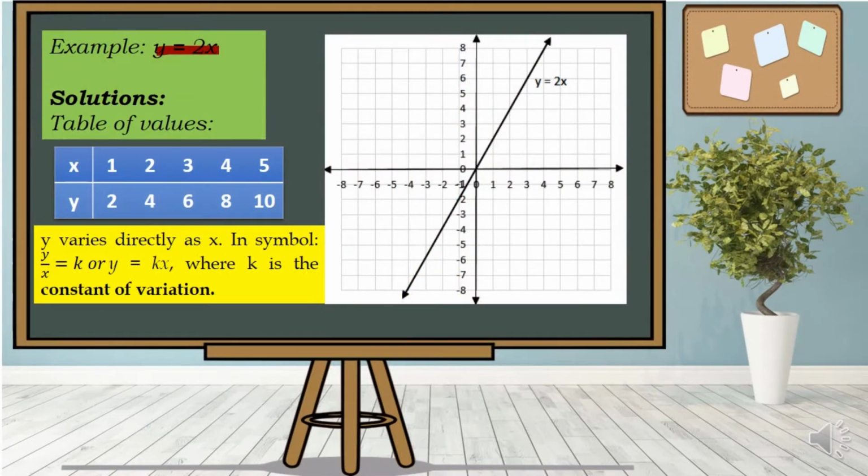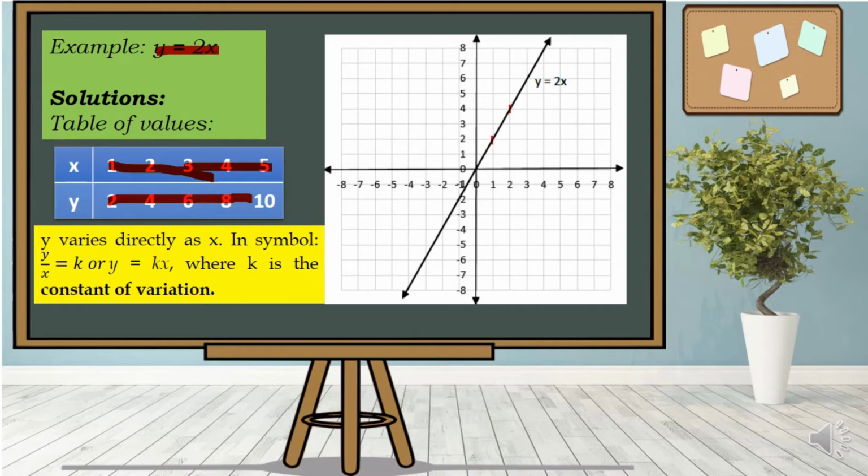You can see from the table of values that as the value of x increases, the value of y also increases. When we plot these points in the Cartesian plane, you can see that when y is 2, x is 1. When y is 4, x is 2. The graph of this equation y = 2x is a line that rises to the right. This is an illustration of direct variation.